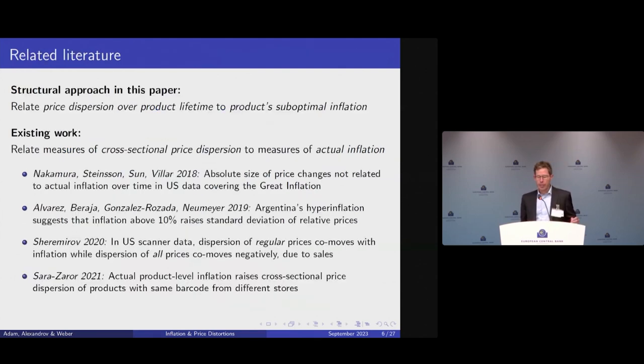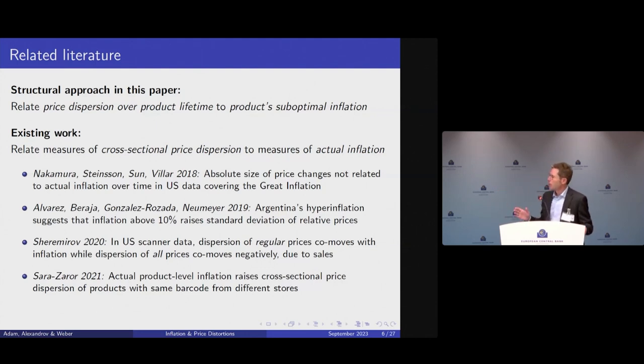Now, related literature. Let me reiterate. What we do is go back to the theories and derive our estimation equations directly from there. And these equations suggest that we look at a very specific type of price dispersion measure, namely the one over the product life cycle. And that you should relate to the product's suboptimal inflation rate.